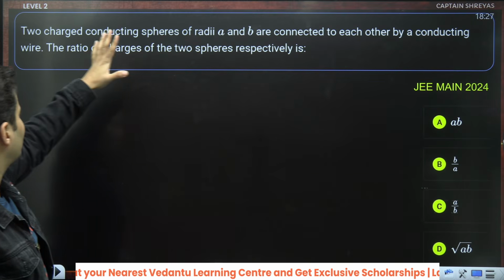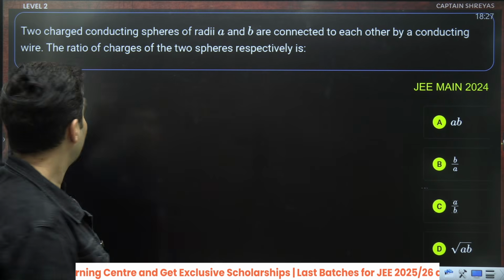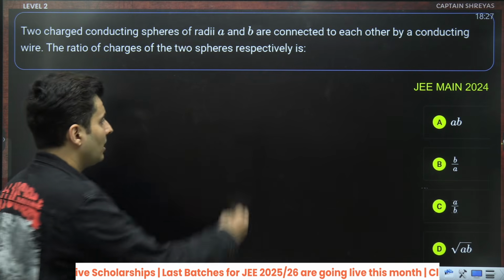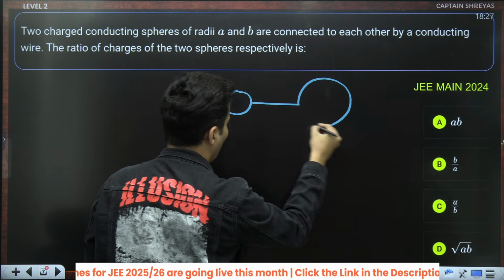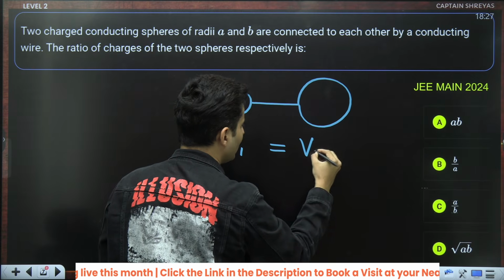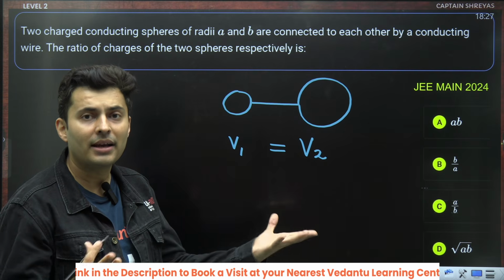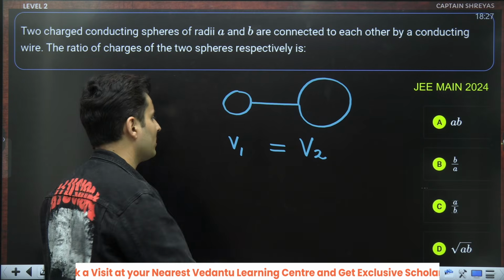Here comes the next question. There are 2 charged conducting spheres having radius A and B. They are connected to each other by a wire. What is the ratio of the charges on both the spheres? Now, when you have 2 conducting spheres connected by a wire, the potential of this sphere will exactly be equal to the potential of this particular sphere. The potentials become equal because the wire equalizes the potentials of any conductors connected across it.